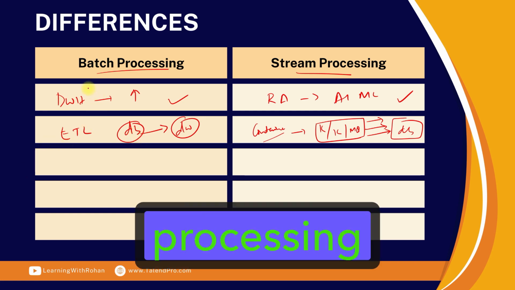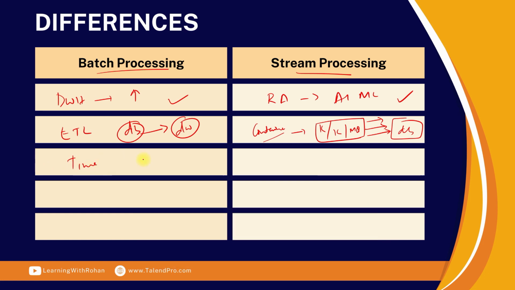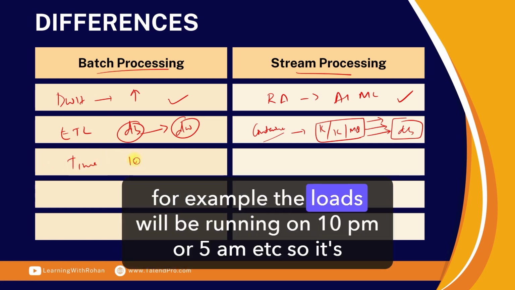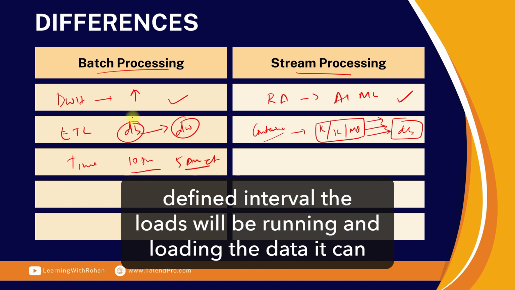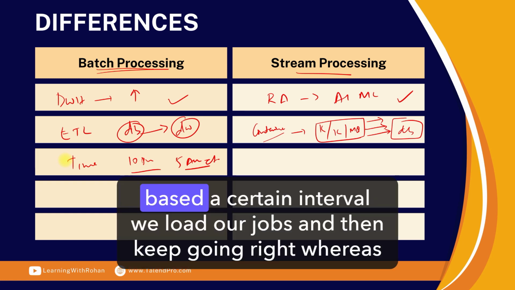And batch processing typically is done time based. For example, the loads will be running at 10 p.m. or 5 a.m., etc. So it's a defined interval. The loads will be running and loading the data. It can be even hourly or once every 10 minutes, but it's not real time in nature. Based on a certain interval, we run our jobs and then keep going, right?